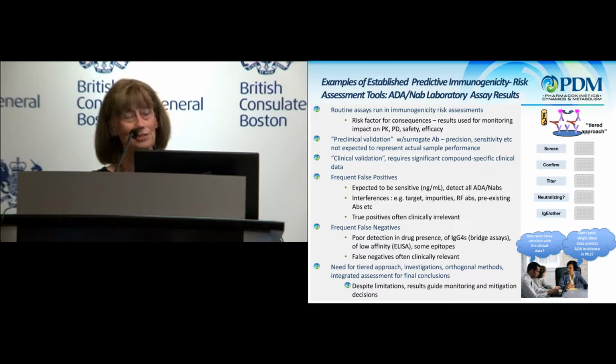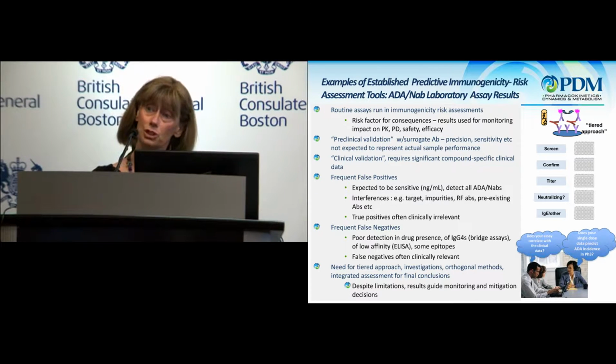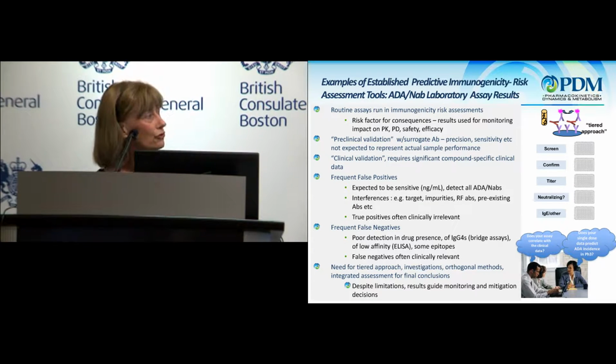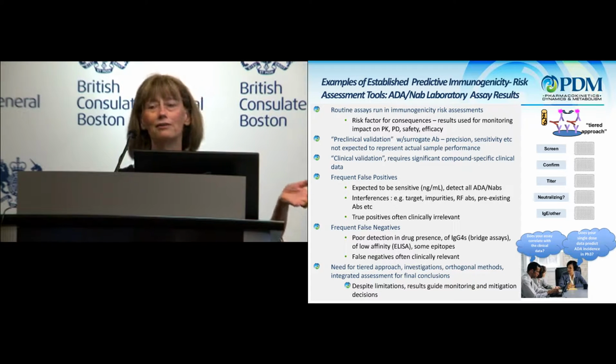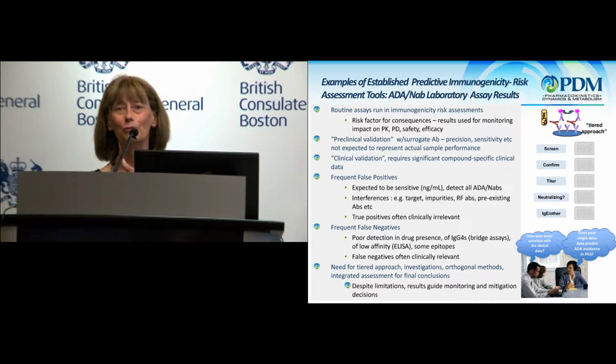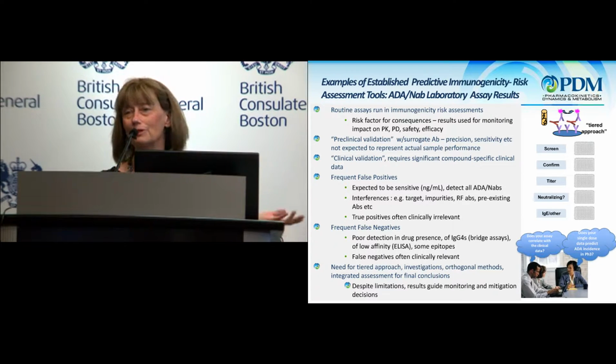So we talk about validating these types of assays, but preclinical validation is really done with surrogate antibodies. We measure things like precision and sensitivity, but if you're really experienced with these types of assays, you know that surrogate antibody doesn't necessarily represent the type of performance in the assay that you would get from actual patient responses. When we talk about clinical validation, which is what we're being asked for these new tools, that really requires a significant amount of compound-specific data. And you wouldn't necessarily say, well, we showed the correlation of an antibody titer assay for compound A, and therefore we're going to have good correlation with any antidrug antibody assay that we do with clinical effect in other indications. So I think it's important to recognize that.